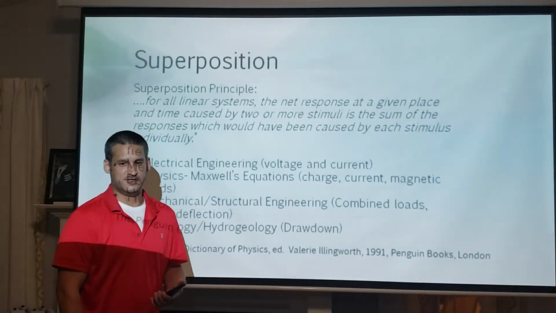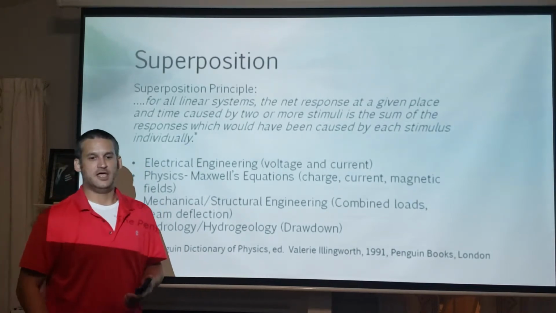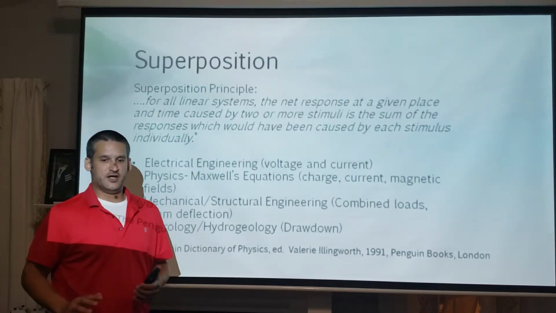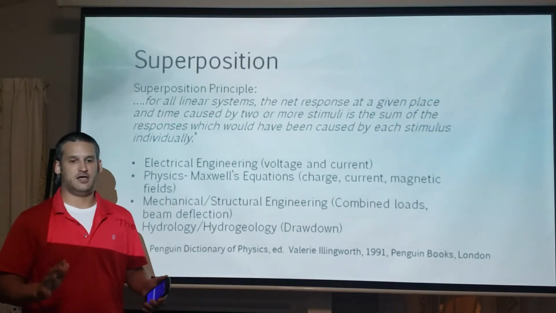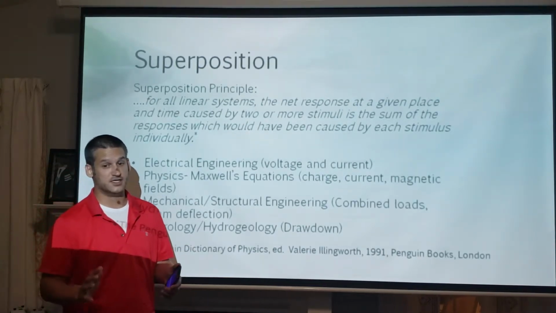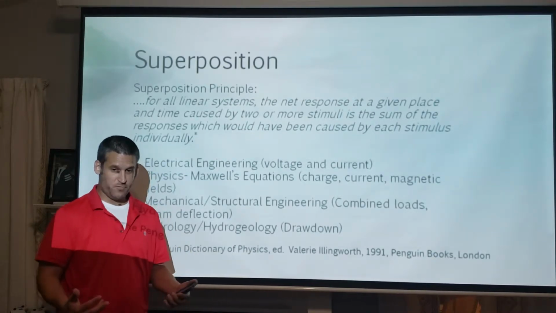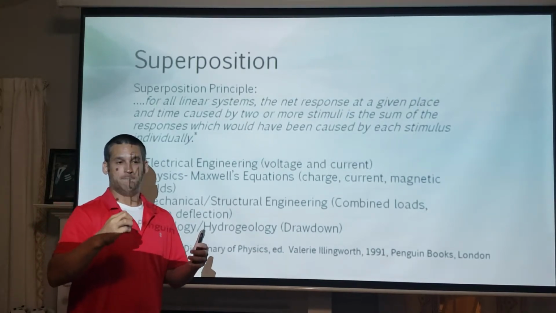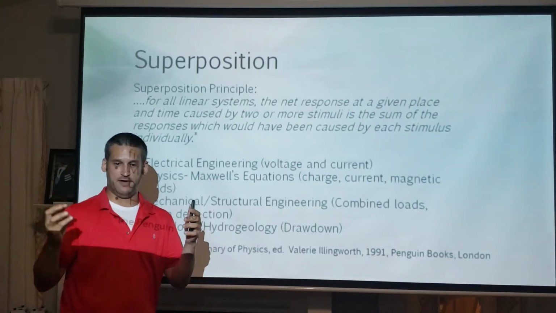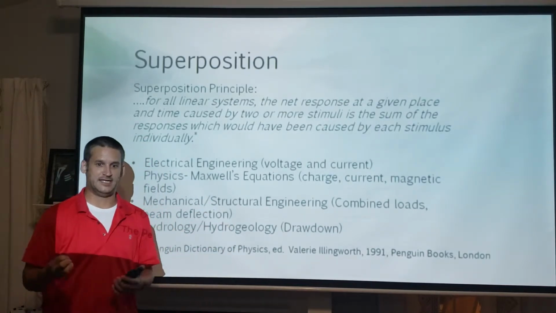And moving on to superposition. Okay, the superposition principle states that for all linear systems, the net response at a given place and time caused by 2 or more stimuli is the sum of the responses which would have been caused by each stimulus individually. So basically, we have something we're trying to figure out, and we have 2 different forces or whatnot acting on it.